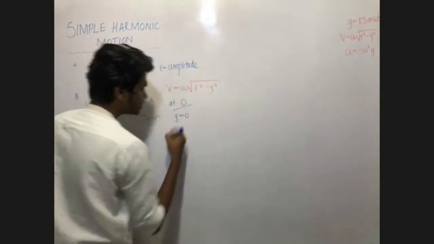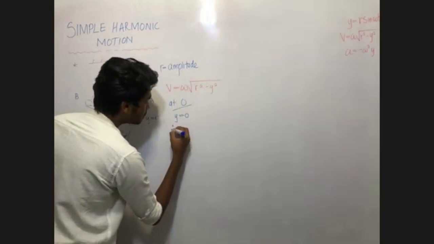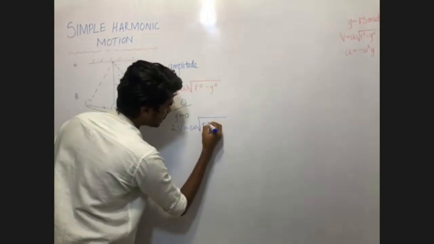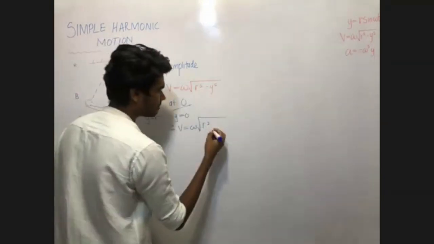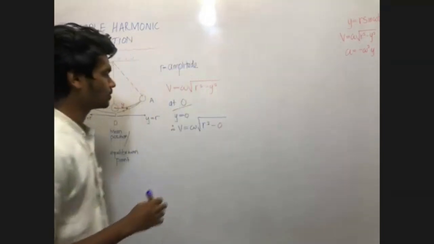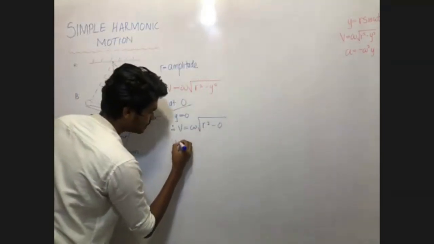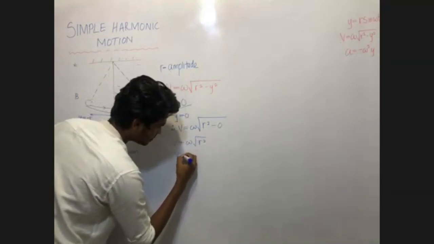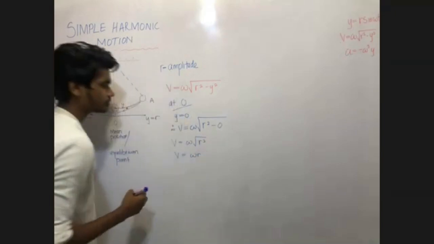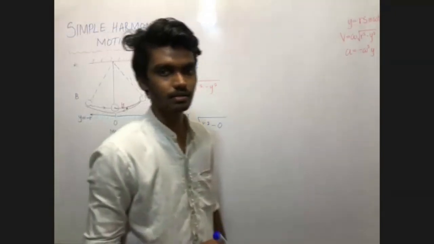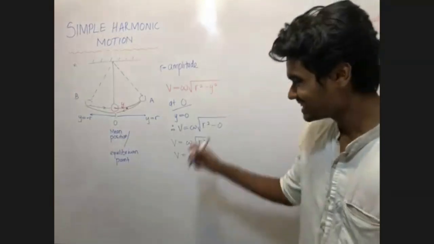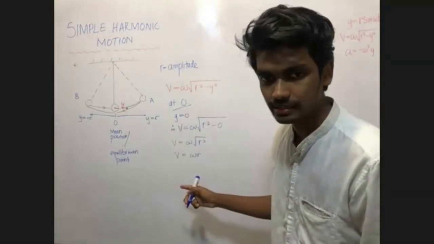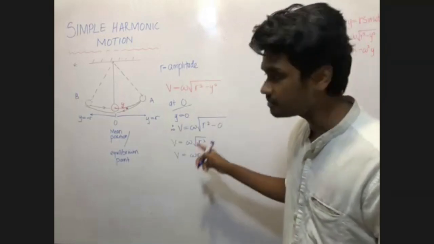y is 0. Therefore, apply it: V is equal to omega times the square root of R squared minus y squared. R is amplitude, and y is 0. So V is omega R. V is omega R. This is the maximum possible velocity.